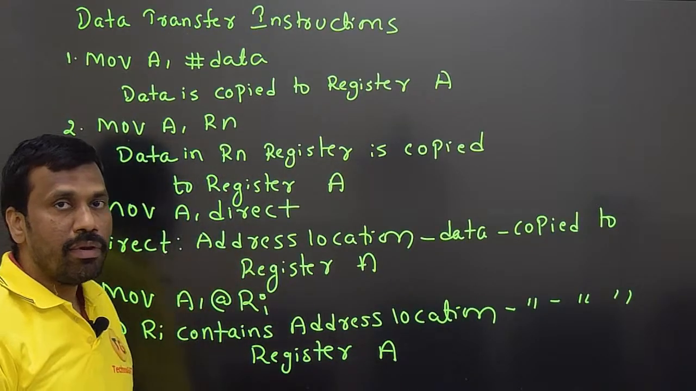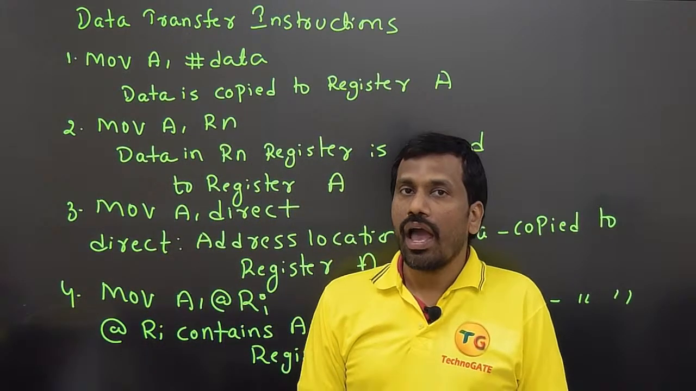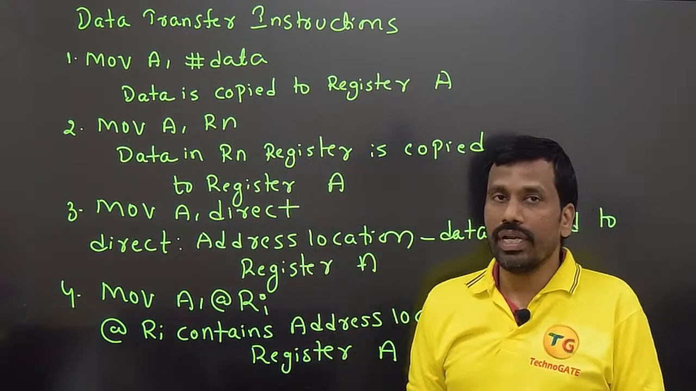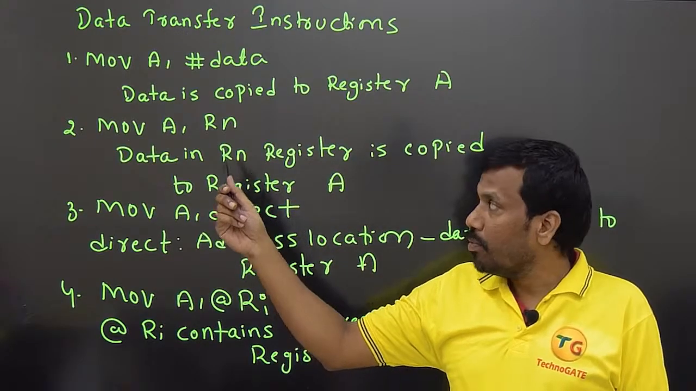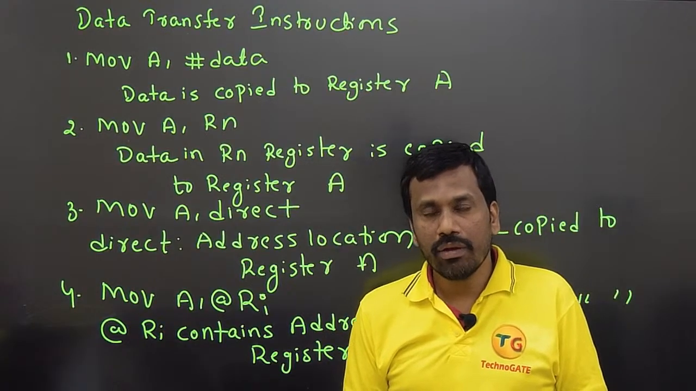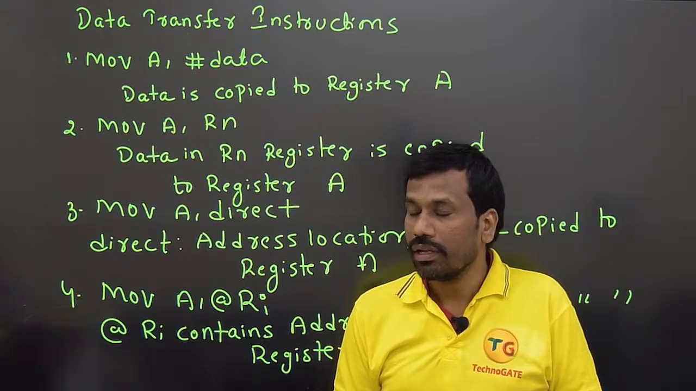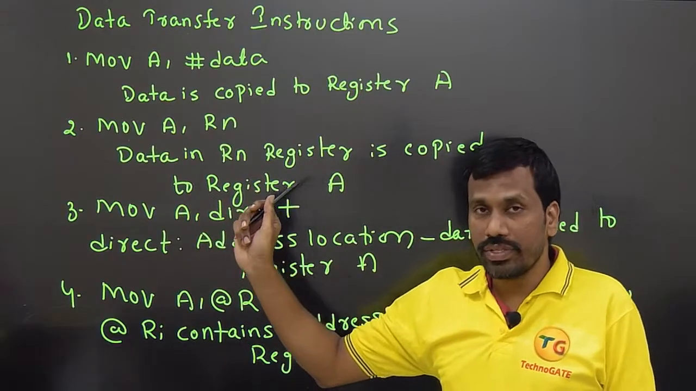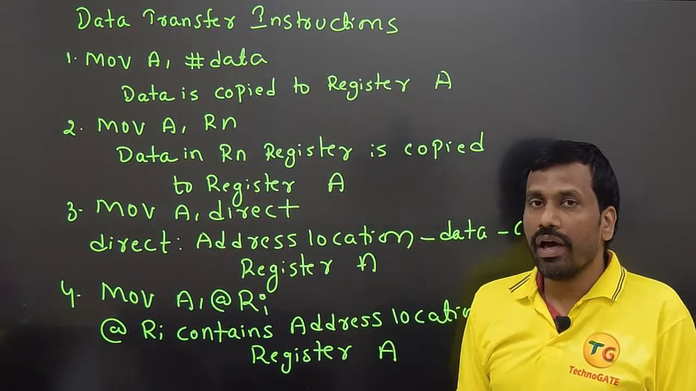So once again I am repeating these points. Listen carefully. MOV A, #data. So data is copied to register A. Next one, MOV A, Rn. What is Rn here? Rn is a register. It can be any one of the 8 registers. What are the 8 registers? R0 to R7. So data in the Rn register is copied to register A.